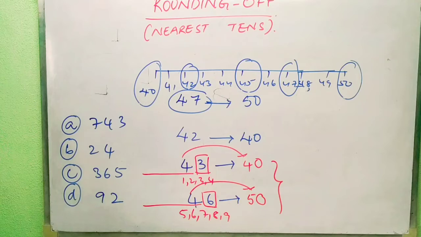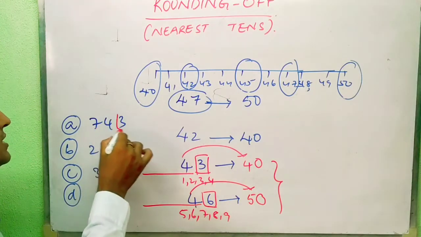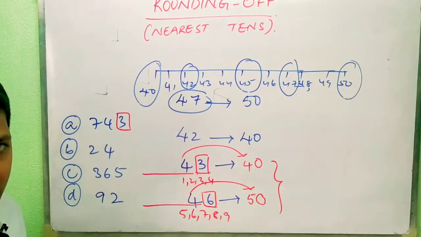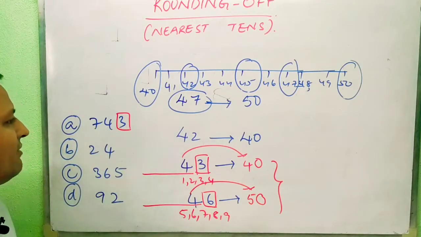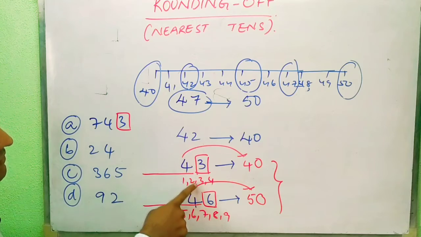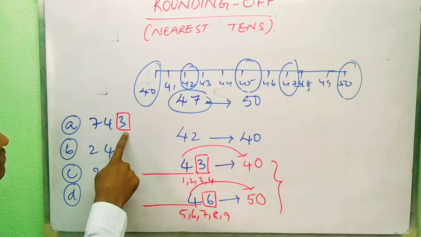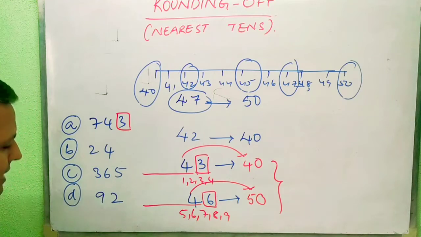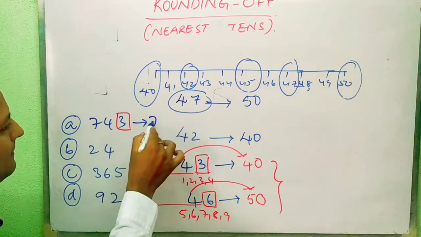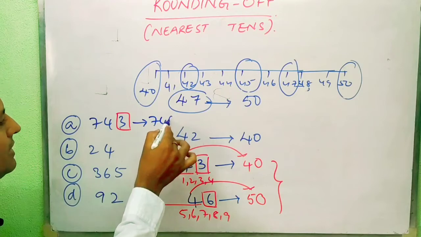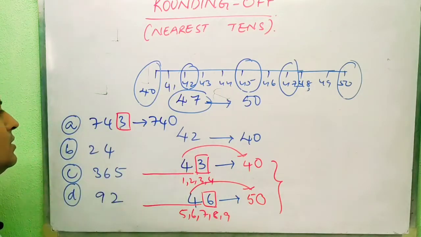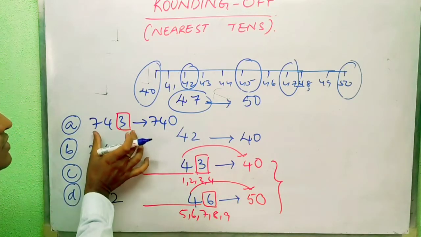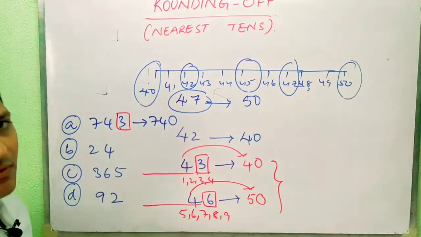Now when we see 743 and want to round it off to the nearest 10, we need to see the digit in the ones place. In the ones place it is 3. It is less than 5. When it is less than 5, what is the rule to be followed? Whatever number is there, the same number we write, and in the ones place we place 0. So when 743 is rounded off to the nearest 10, we get 740.